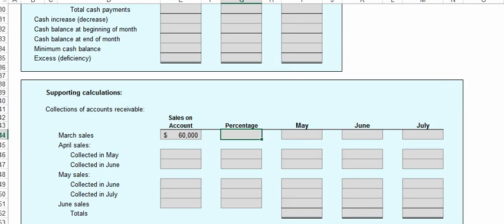Okay. 70% of March sales made on account would have been collected in April. The other 30% will be collected in May. So it equals 60,000 times our 30%, just $18,000. Now that takes care of March sales. 70% of the 60,000 would have been collected in April. The other 30% of the 60,000 is collected in May. All right, now we'll go to April sales.